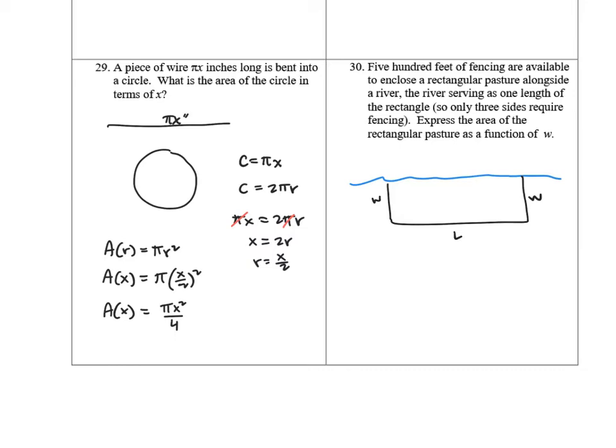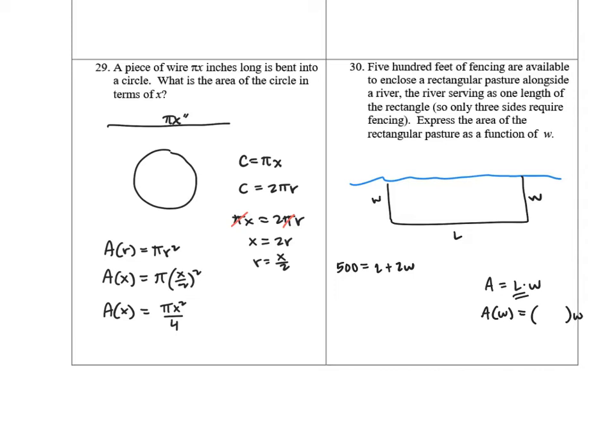Okay, so first of all, area of a rectangle will be length times width. But I want to write area with respect to W only. So I want an expression for L in terms of W. And the key here is the 500. Because it says that I have 500 feet of fence, that would equal L plus 2 W's, right? I would have to cover all that perimeter with that 500 feet.